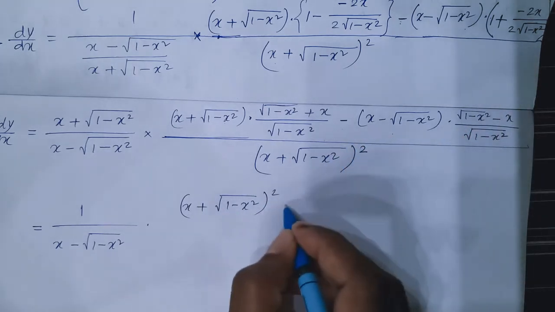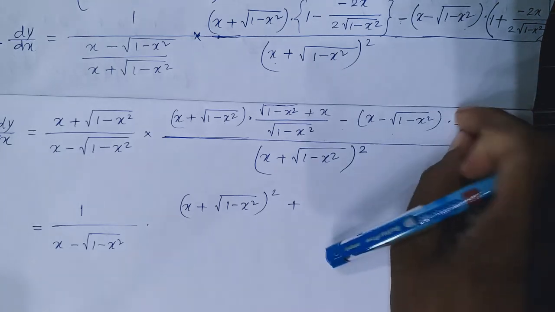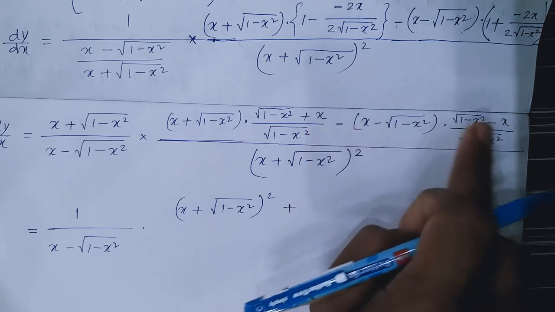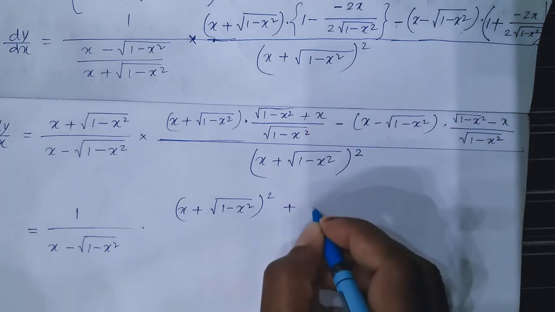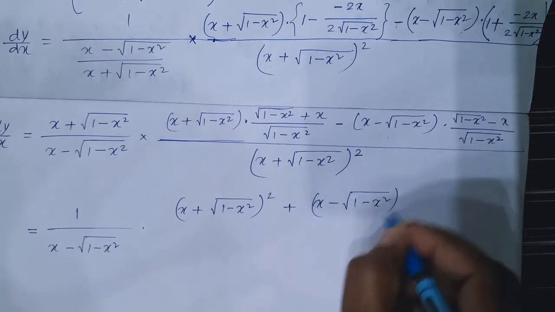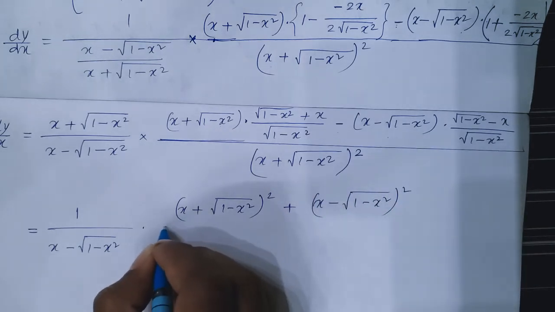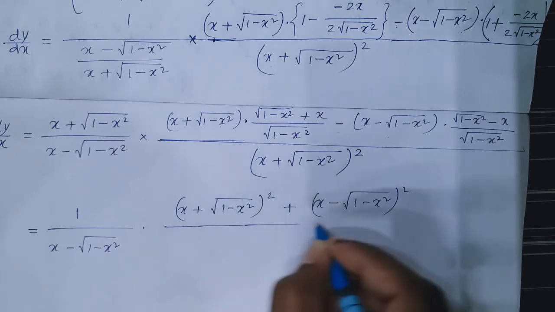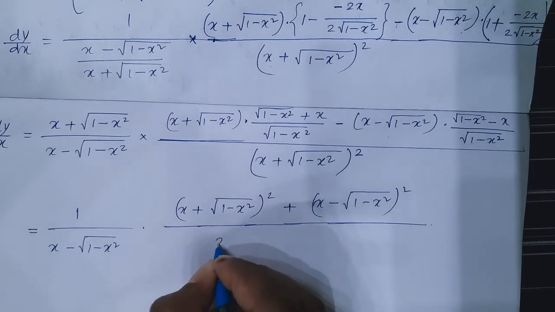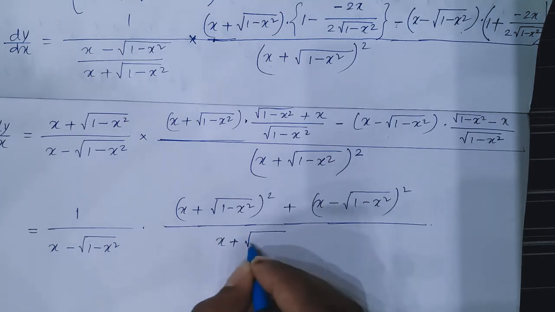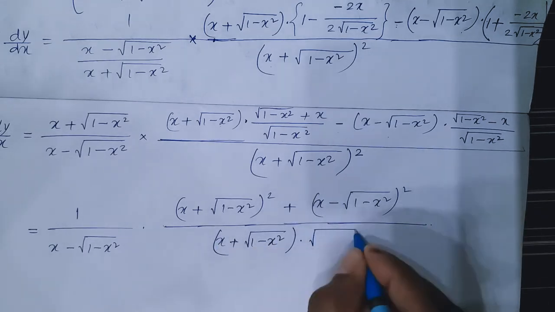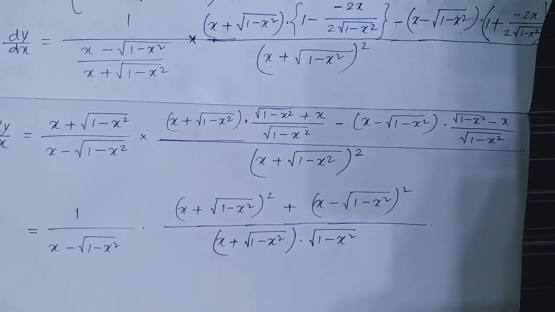If you write minus as plus here to reverse this line, minus common will become plus, and the terms will combine, so we get x minus root over 1 minus x square, whole terms divided by this term in the denominator. And what remains is x plus root over 1 minus x square into root over 1 minus x square.